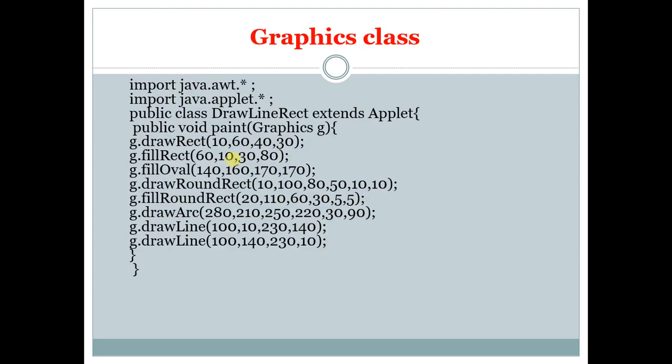So the example for the Graphics class: first we import AWT, which, as we said, is used to develop a GUI for the program. The next is the applet package. Next we create a class DrawLineRectangle, which is a subclass of the Applet class. The function we are creating is paint. Graphics is a class and g is the object of the Graphics class. Using that object we invoke drawRect. drawRect is a function used to display a rectangle on the screen, and the parameters are the coordinates of each and every line in the rectangle.